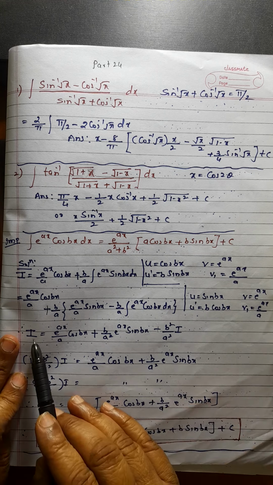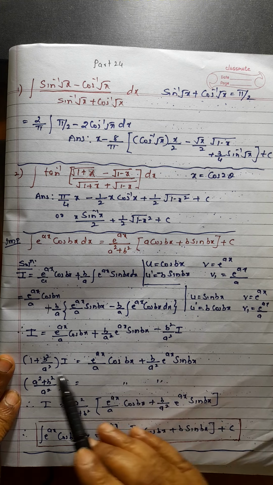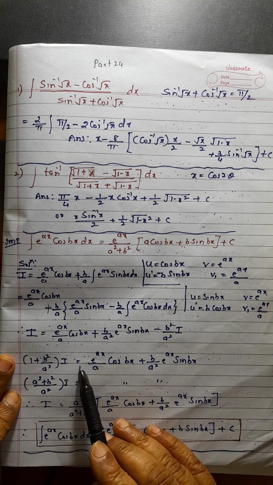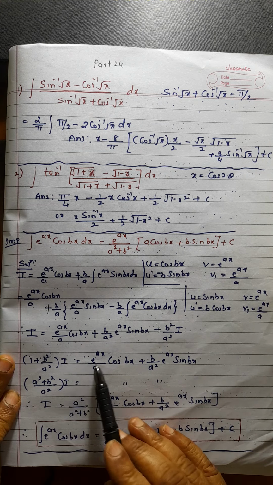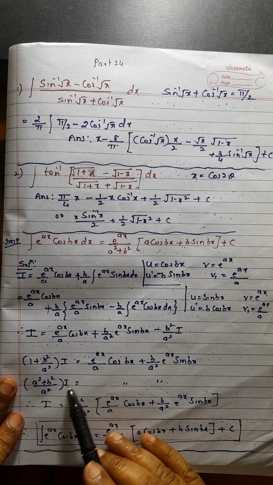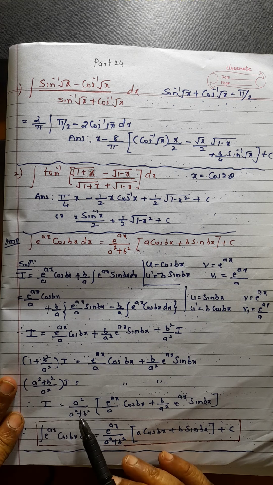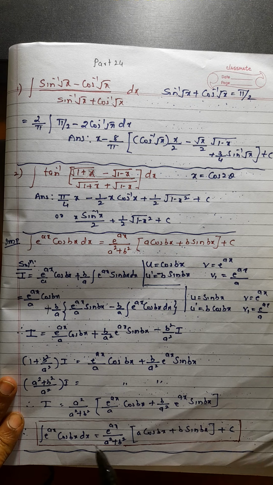Now this I you bring here. So it will become 1 plus b square upon a square. It was minus here. It will become plus, into I is equal to this term as it is plus this term as it is. Now this you take LCM, I, and then afterwards when you are finding I, you take this term here and now you multiply.